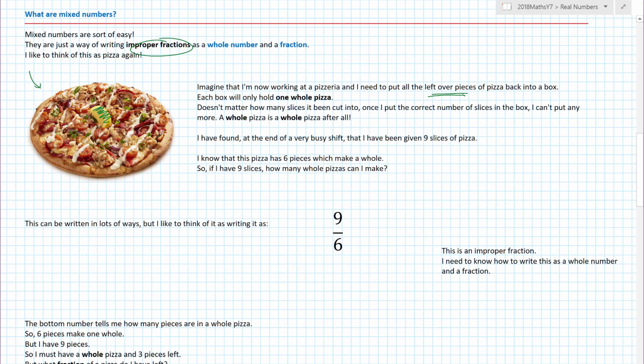Now, obviously, when you get a box delivered at the door, hopefully each box will only hold one whole pizza. Now, it doesn't matter how many slices my pizza's been cut into. Once I put the correct number of slices into that box, I can't put any more. So if you imagine here's my box. Once I've put one whole pizza in, I can't put enough pieces in there to make one whole pizza. I can't put any more in it. It's not like I'm going to try and squeeze them in the edge there, is it?